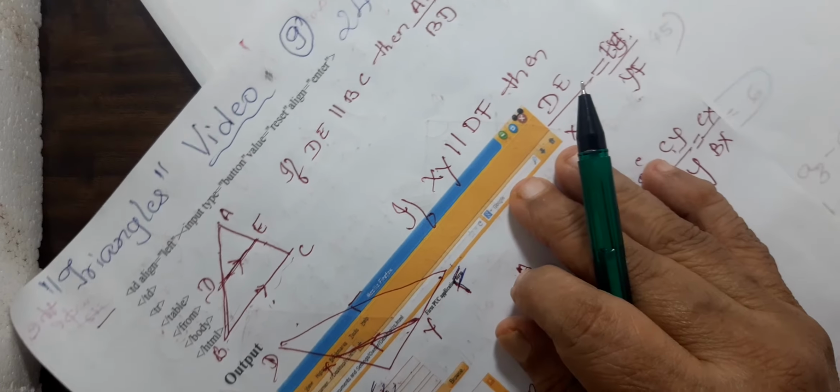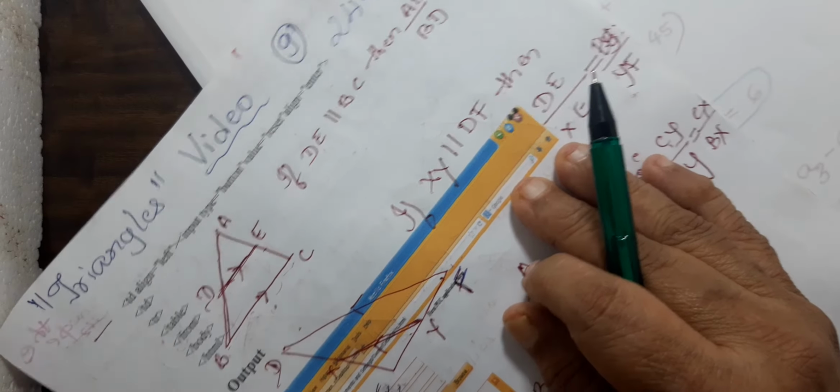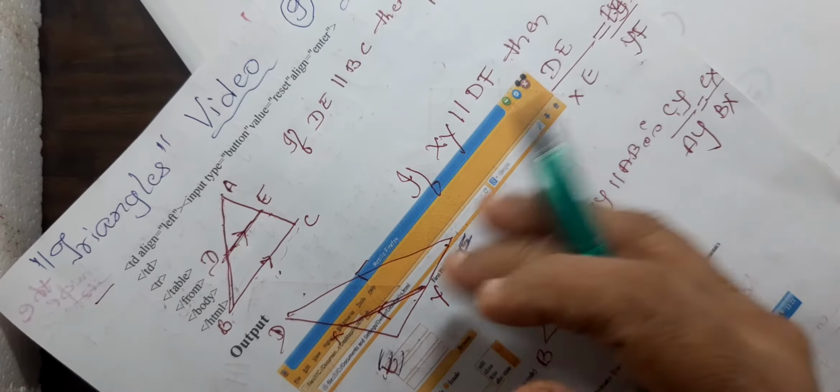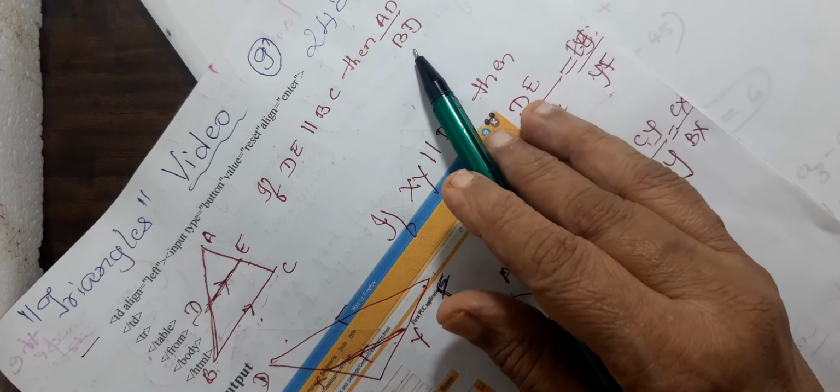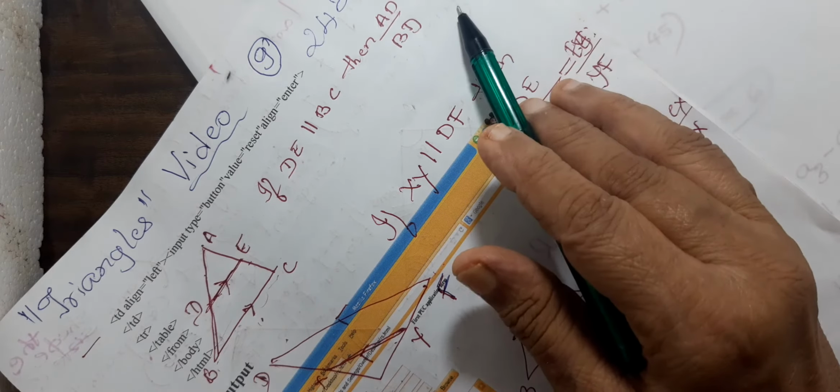For any one side, when you take the line parallel to that side, it will divide the other two sides in the same proportion. That's a very important property that Thales has brought out. So now see here, if DE is parallel to BC, I have written there in the figure, then AD by BD is equal to AE by EC.